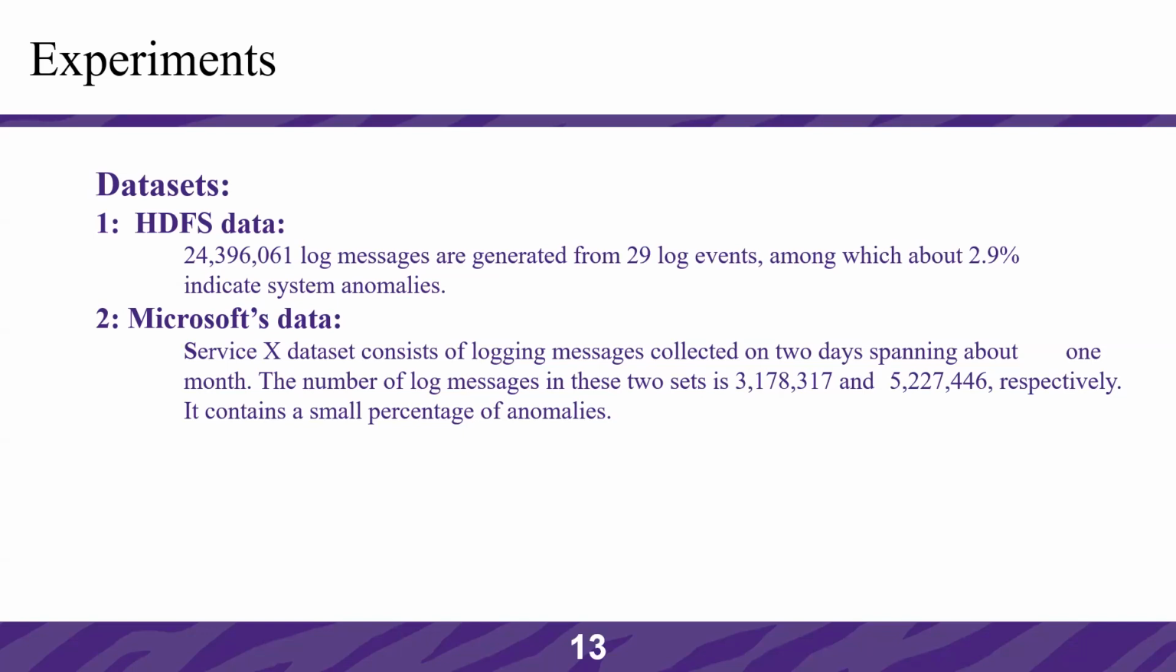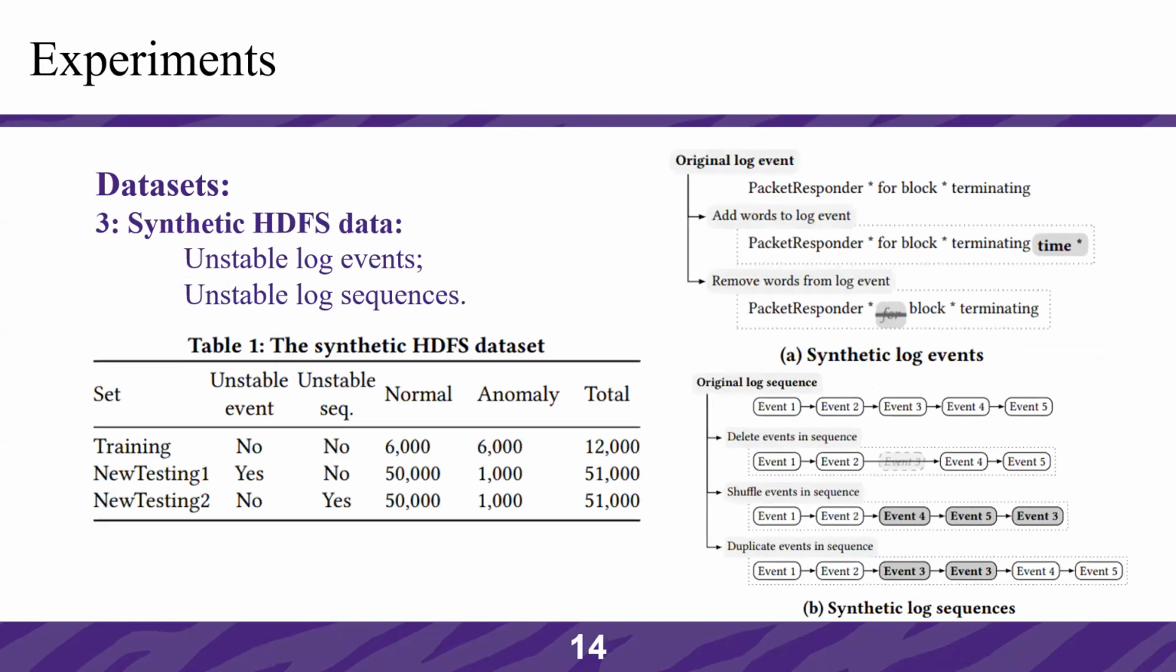In these experiments, it contains 3 different datasets. Yeah, the third one is the most important, the synthetic datasets. It contains an unstable log events dataset and an unstable log sequence dataset. These are the new testing 1 and the new testing 2. The testing 1 is the unstable event. It means the single log event is unstable. The new testing 2 is the unstable sequence. It means the sequence is unstable.